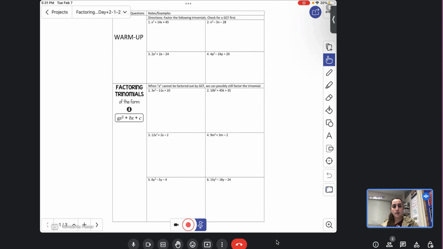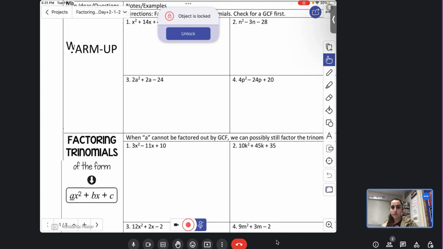All right, guys, so this lesson is from block. It's February 8th and 9th. This is factoring trinomials day 2.